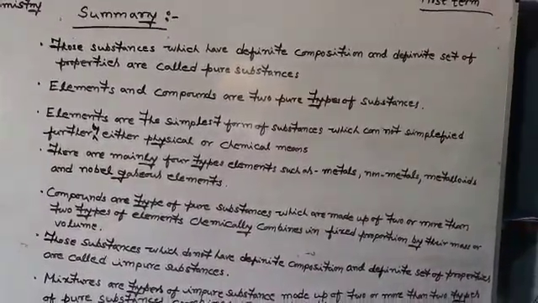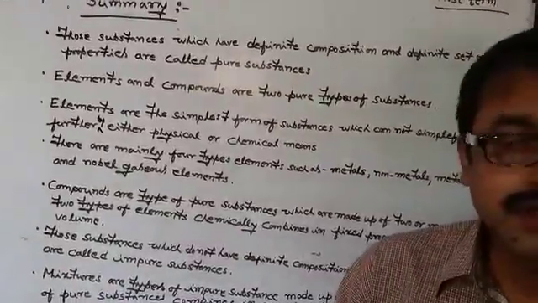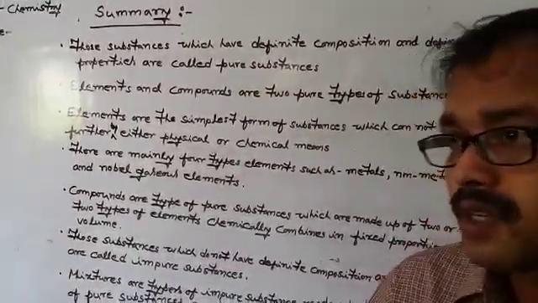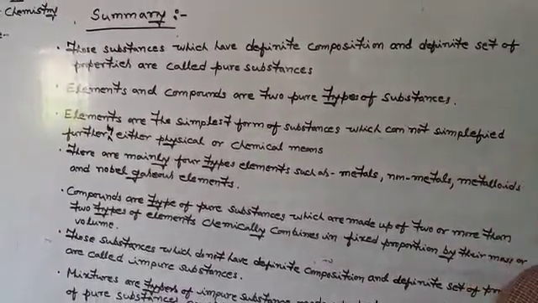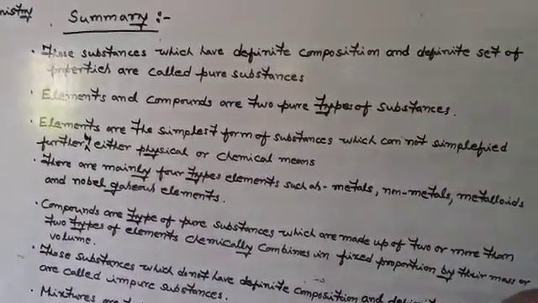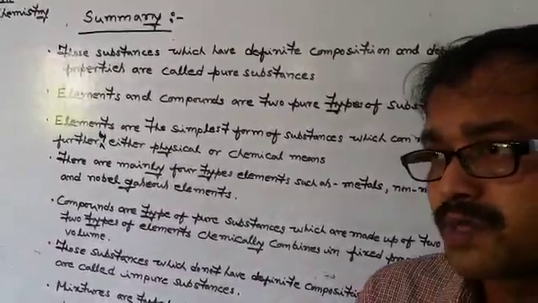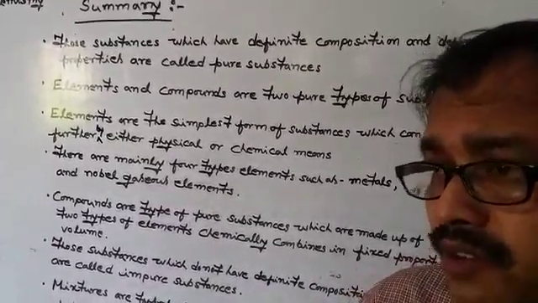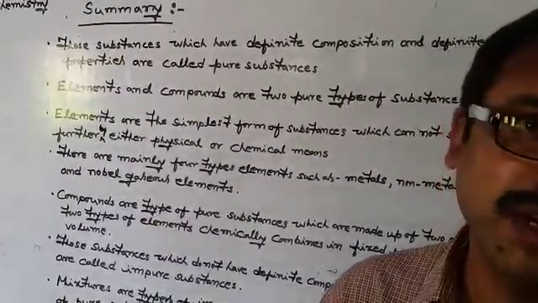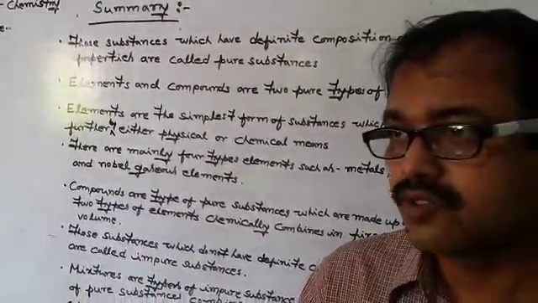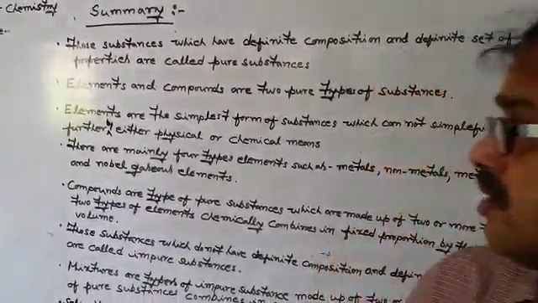Now, there are two types of pure substances. That means all the pure substances are classified into two categories, that are elements and compounds. Now, what are elements? The elements are the simplest form of pure substances. That means they cannot be further simplified by any means, either physical or chemical, and they consist of only one kind of atom.